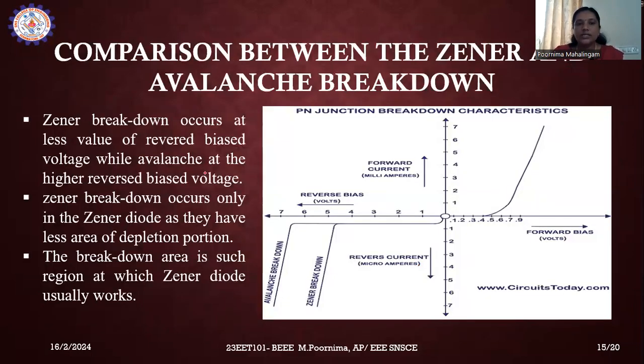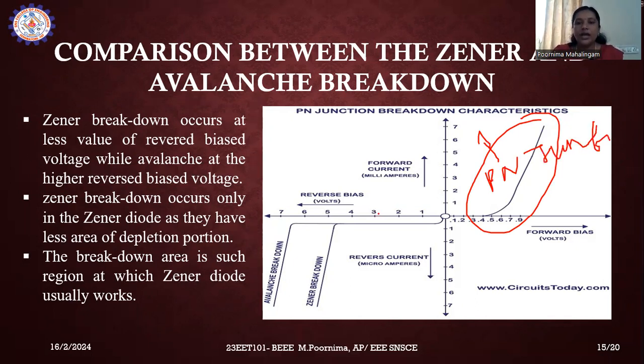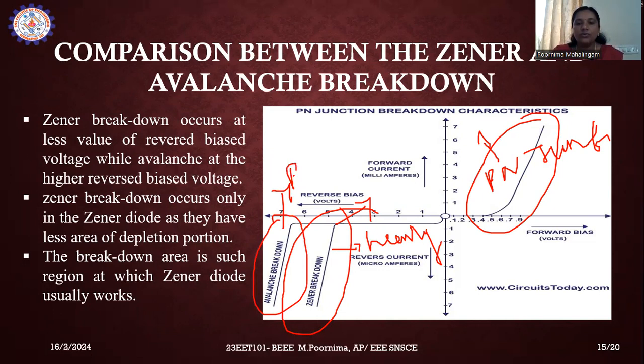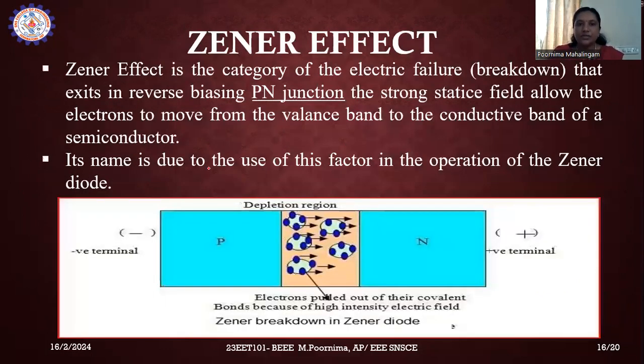So here we can see the characteristics of the Zener diode. Forward bias is like a normal PN junction diode, and then reverse bias. Here, this is the Zener breakdown, which occurs when it is heavily doped, and avalanche breakdown occurs in a normal PN junction diode. That's the difference. The breakdown voltage increases, so the system damage gets reduced.